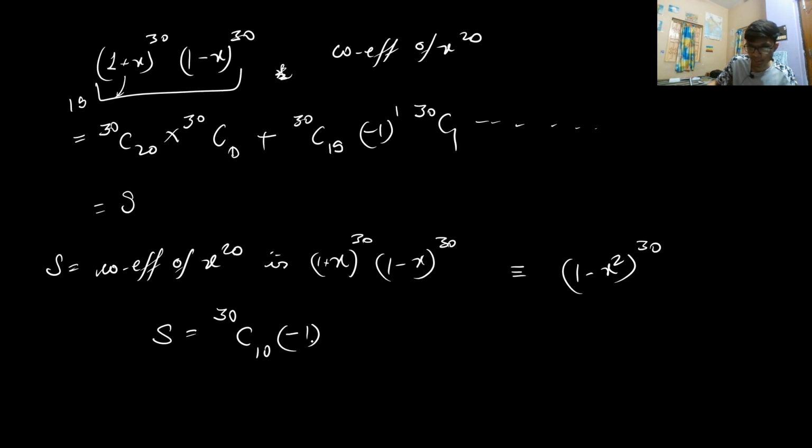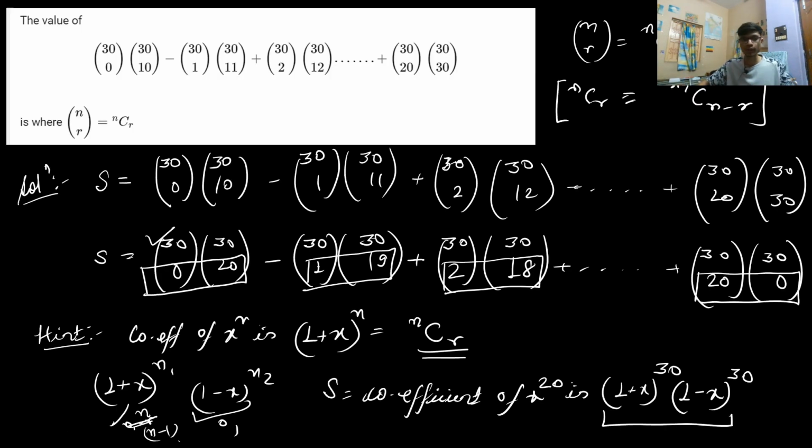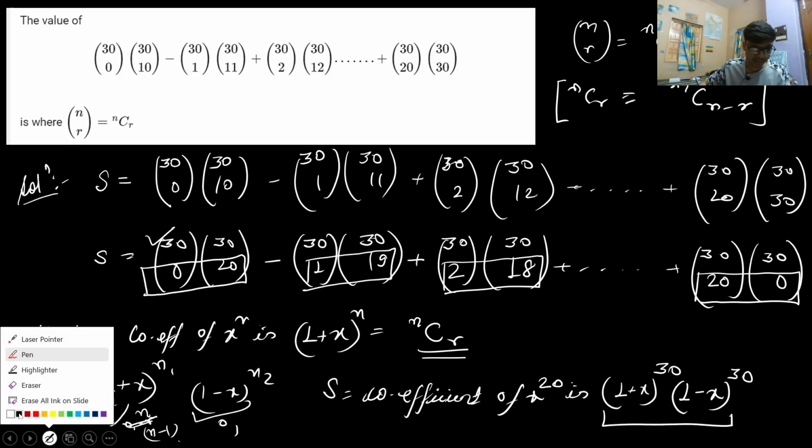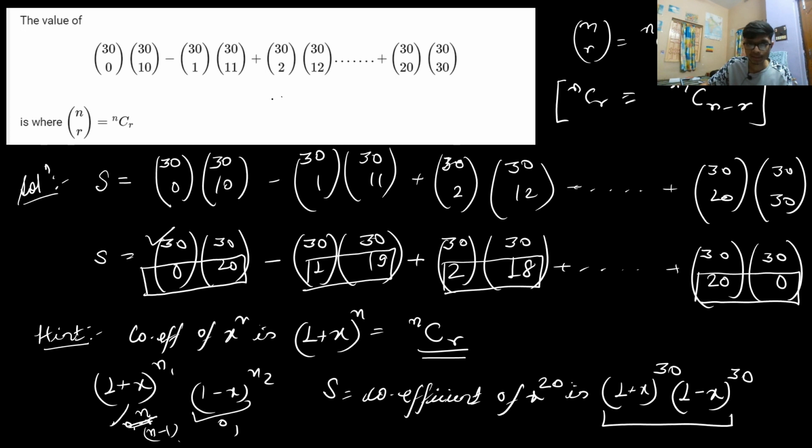30C10 into (-1) to the power 10. Okay, so the answer to this particular problem will be equal to 30C10. If we call this particular summation S, then the summation will be 30C10. That's the required answer of this particular problem.